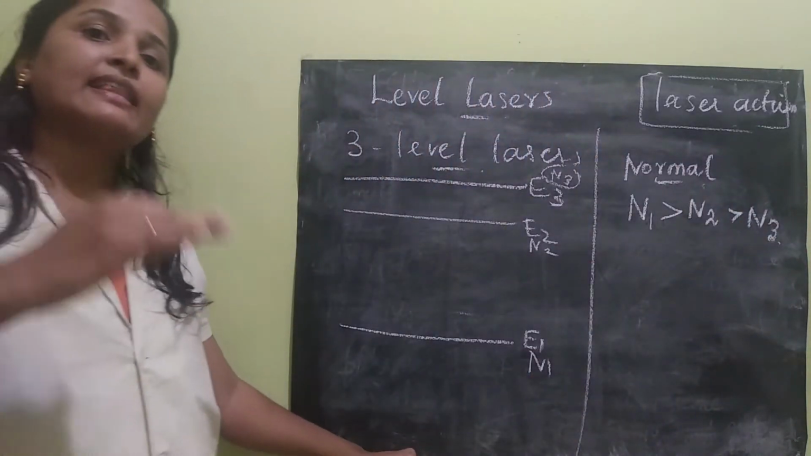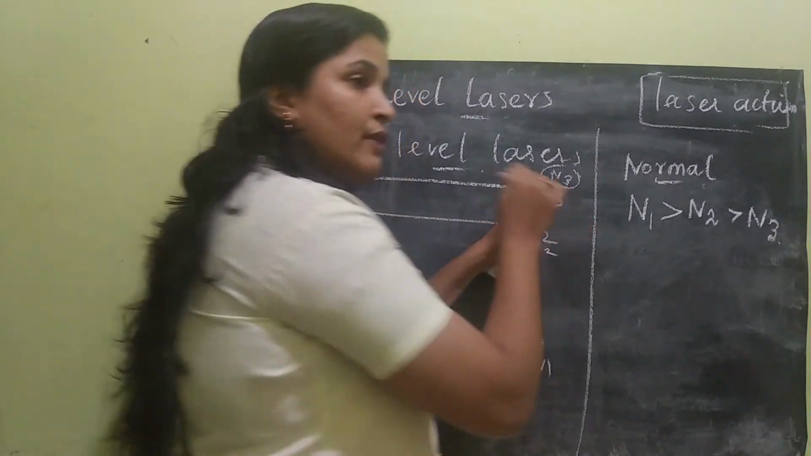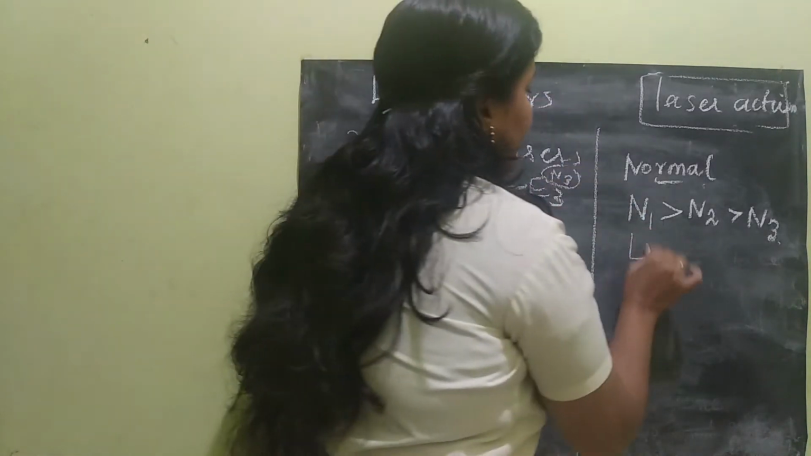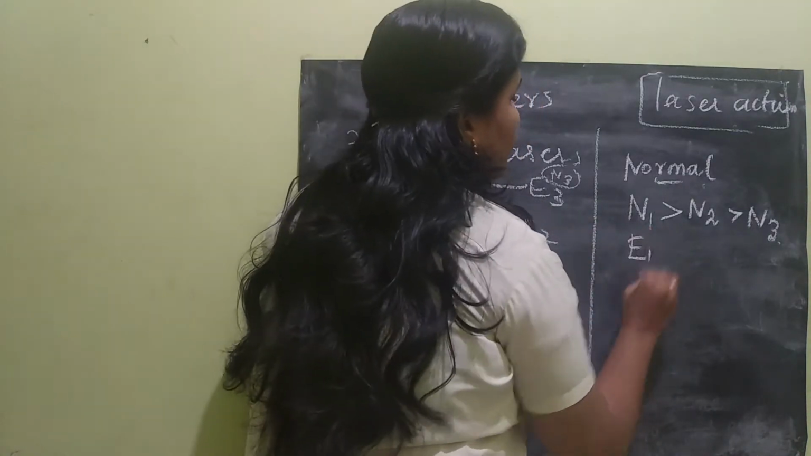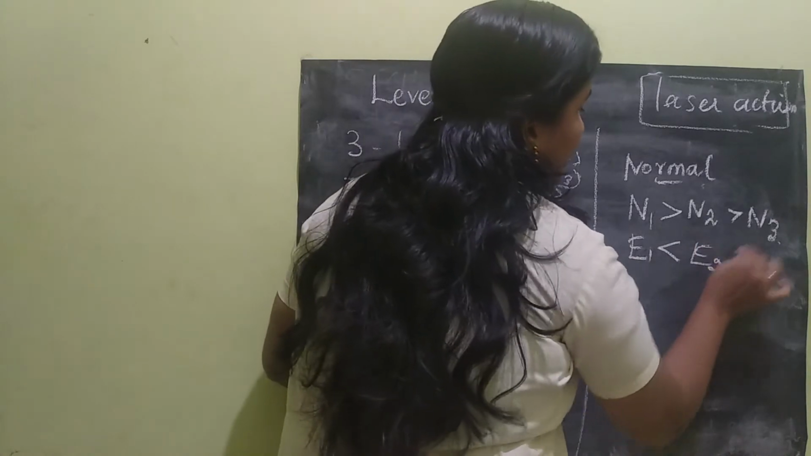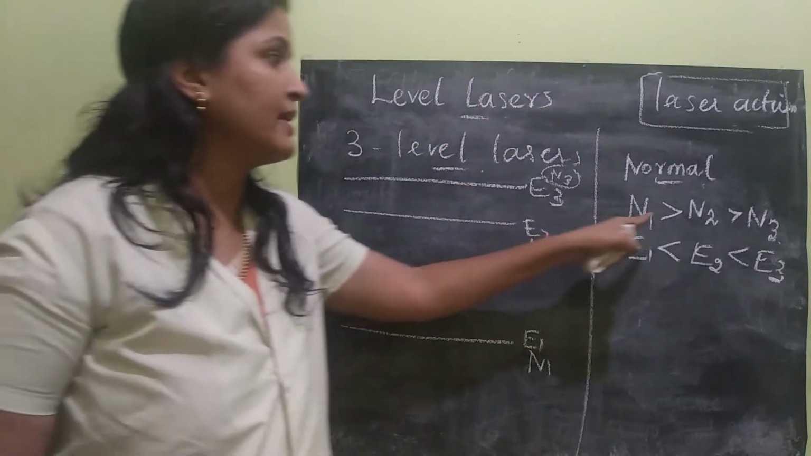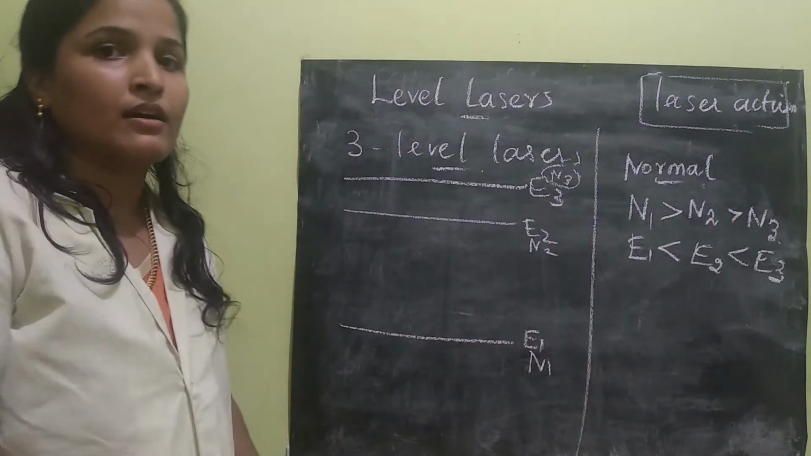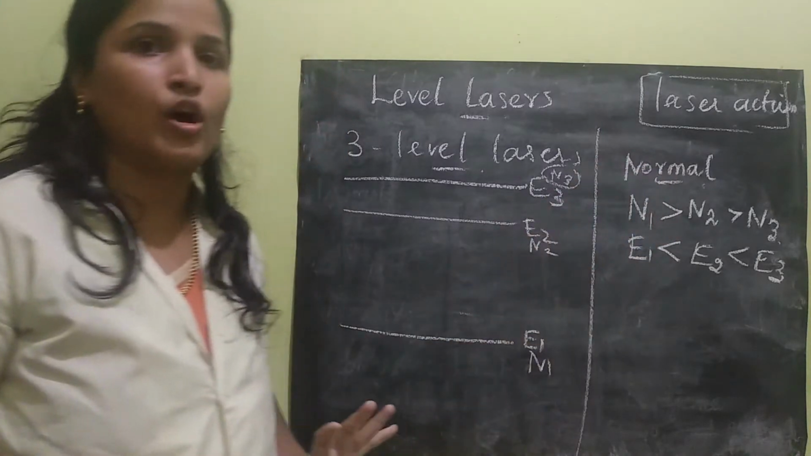If you see the energy levels, it will be like this. E3 will have the highest energy, so otherwise we can write it like this: E1 less than E2 less than E3. So E3 has higher energy, but the number of electrons will be just opposite to that. Alright, so this is the normal condition.